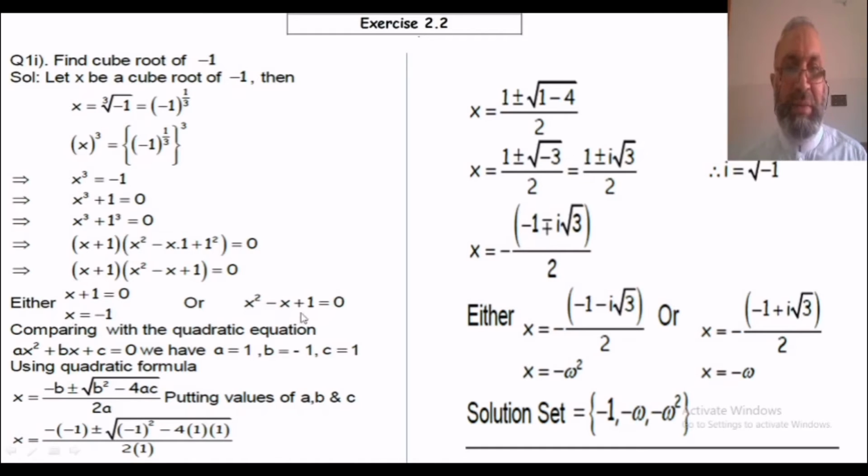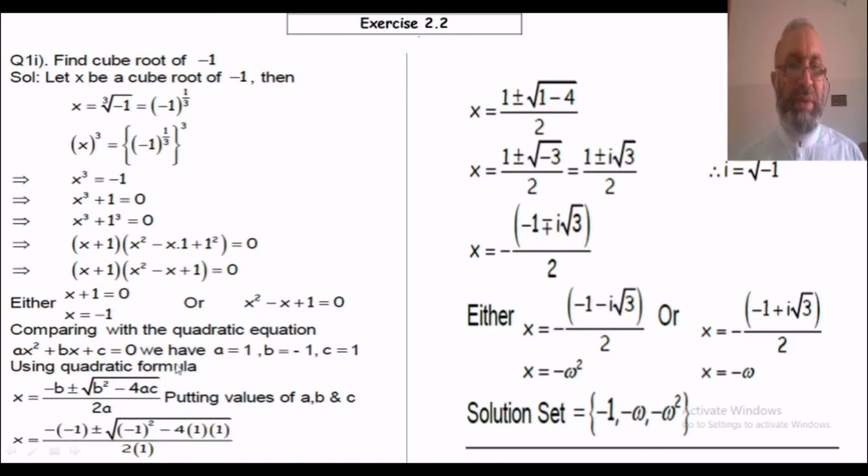And solving this quadratic equation by the quadratic formula, we get another two roots. Comparing this equation with the standard form of a quadratic equation, we have a is equal to 1, b is equal to minus 1 and c is equal to 1.